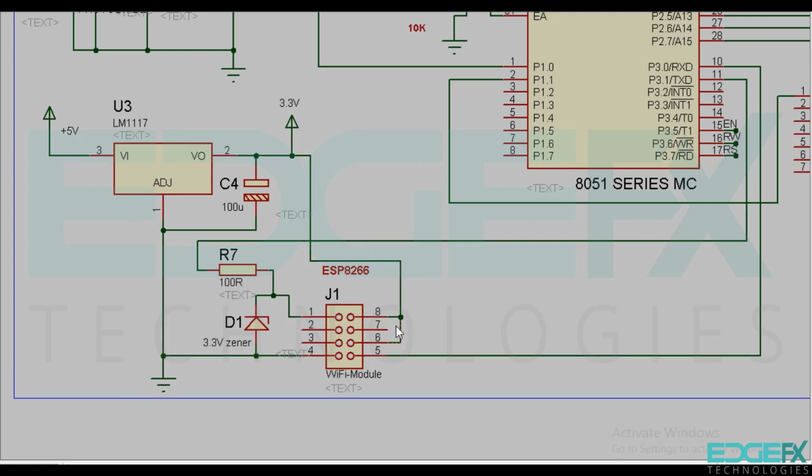These are the connections for the Wi-Fi module. This is a ground point which is connected to ground, and this is the TX pin which is going to the RX pin of the microcontroller, and this is the TX pin of the microcontroller going to the RX pin of the Wi-Fi through this 100 ohm resistor and 3.3 volt Zener in it, because 5 volts of the microcontroller has to be reduced to 3.3 volt. So the remaining voltage drop will occur across the 100 ohm resistor.